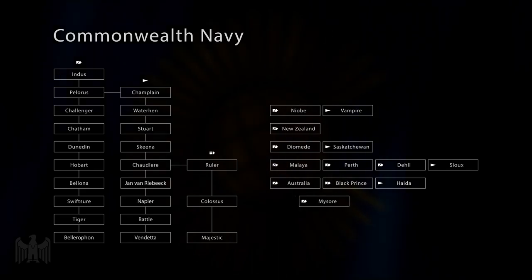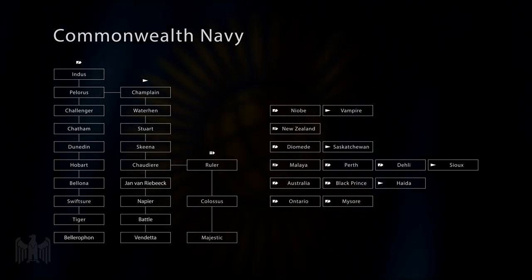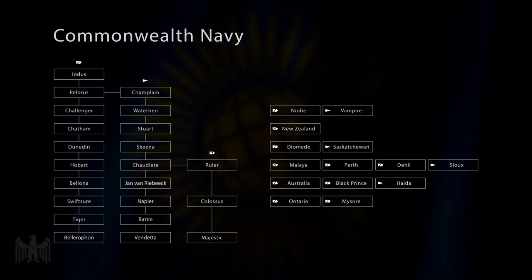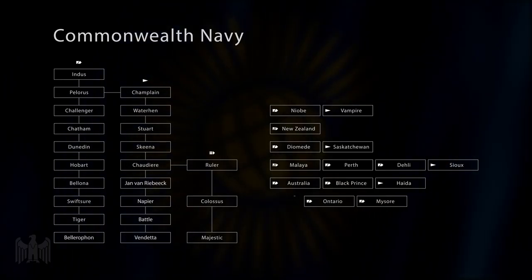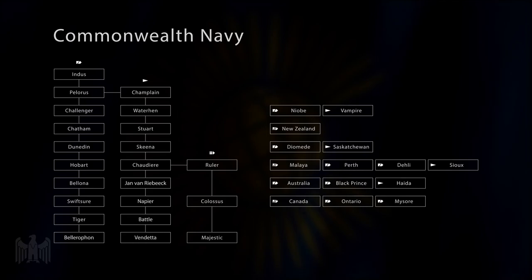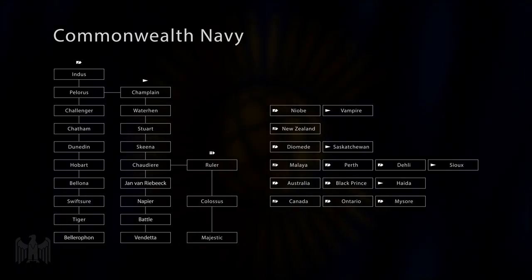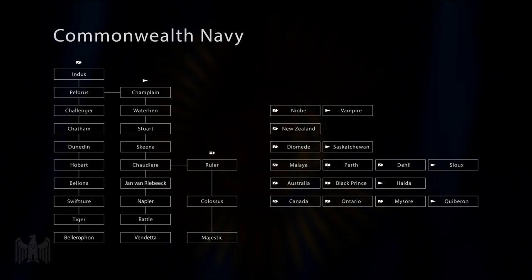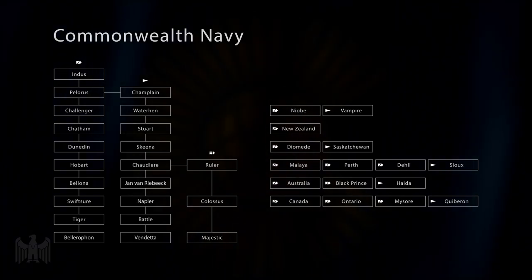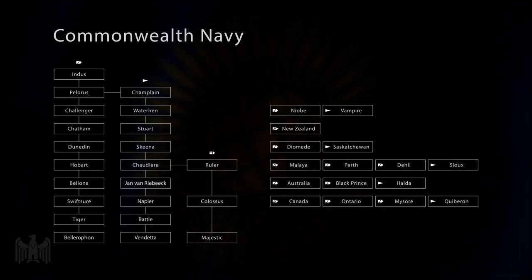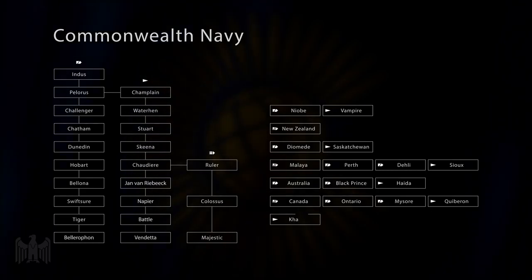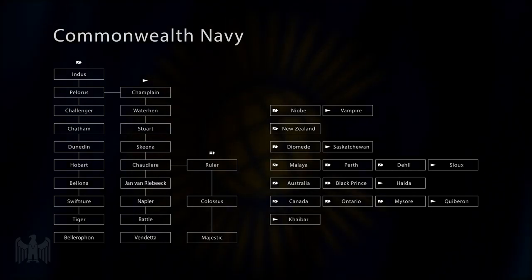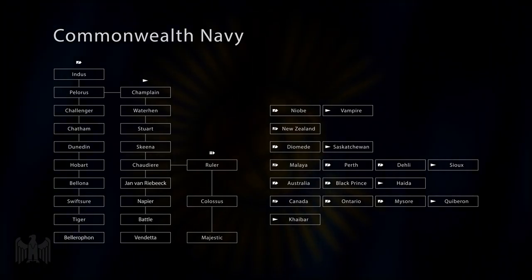Tier 8, Ontario. Ontario was a Swiftsure class that served with Canada from 1944. Canada. Canada is a theoretical 15-inch King George V battleship. Quiberon. Quiberon is a Q-class destroyer that served with Australia. Tier 9, Khyber. Khyber was a battle class that served with Pakistan from 1956.